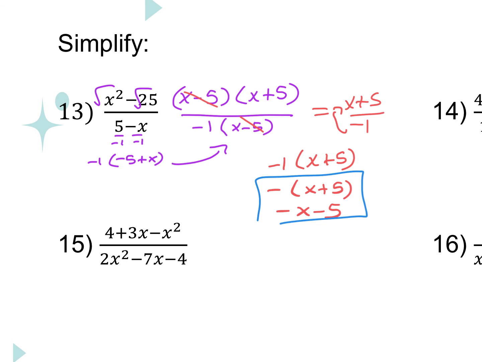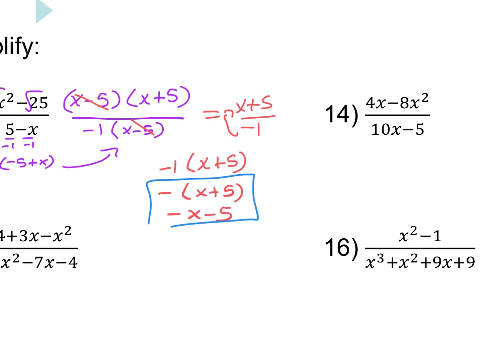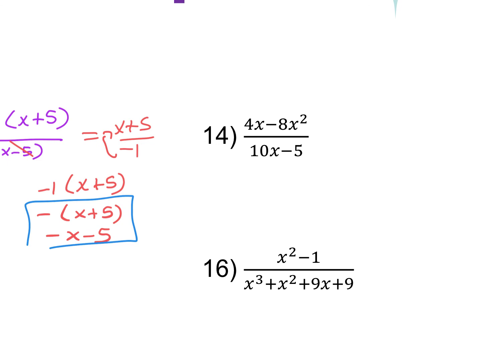Number 14, this is just a GCF. So again, factor out a GCF out of the top. Now if you'd prefer, instead of factoring out a 4, I could pull out a negative 4. And then I'm left, actually a negative 4x. And then I'm left with negative 1 plus 2x. And then the denominator, pull out a 5. And then I'm left with 2x minus 1.